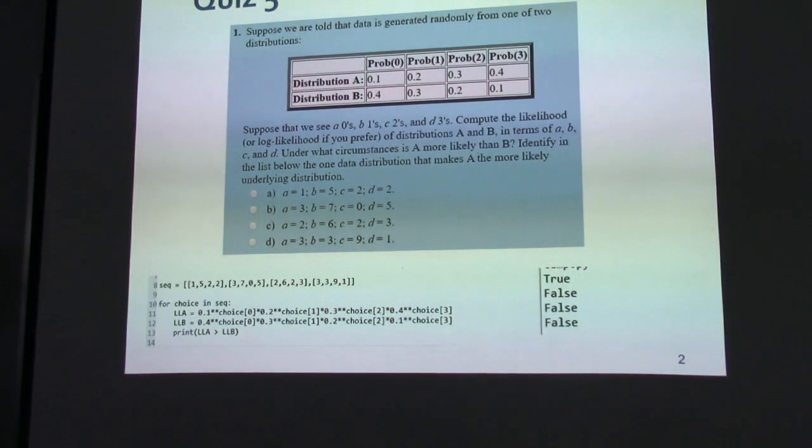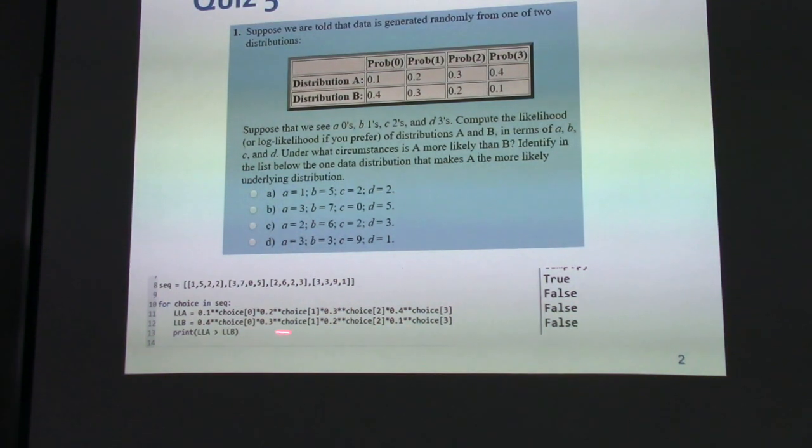In this question, you are asked to calculate the likelihood functions of two distributions, distribution A and distribution B. Here we can see that there are A zeros, B ones, C twos, and B threes. Our task is to find the parameter vector A, B, C, D to make the likelihood of distribution A larger than that of distribution B.